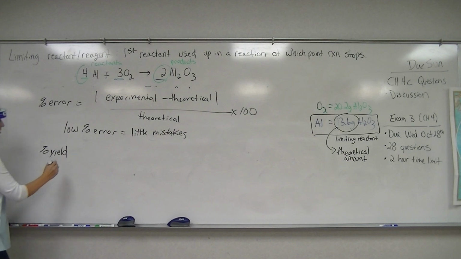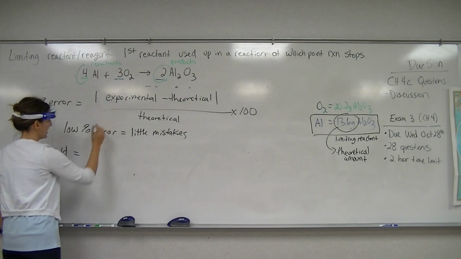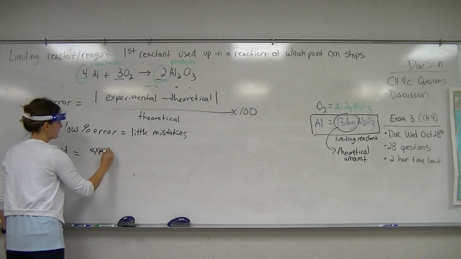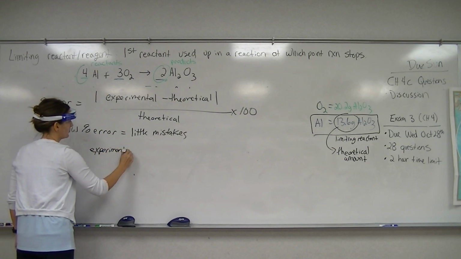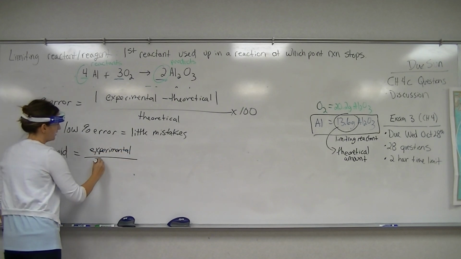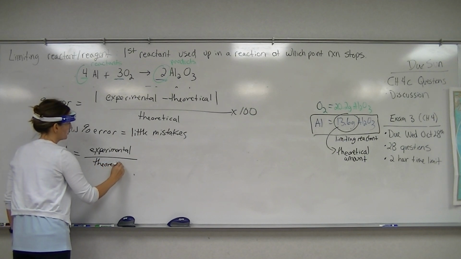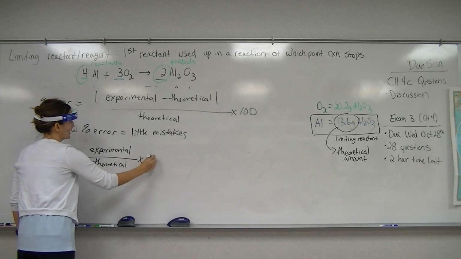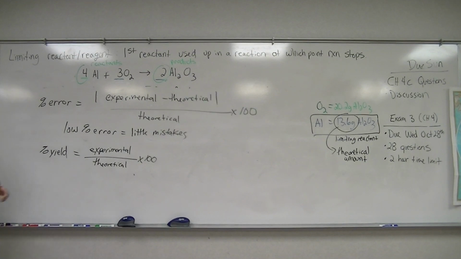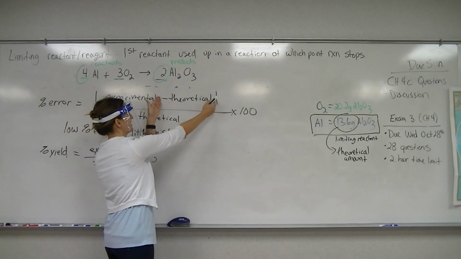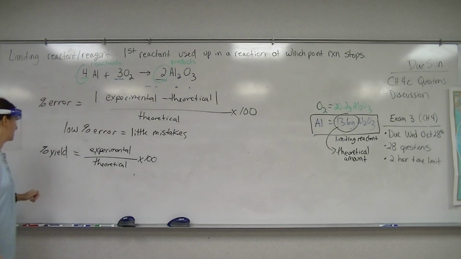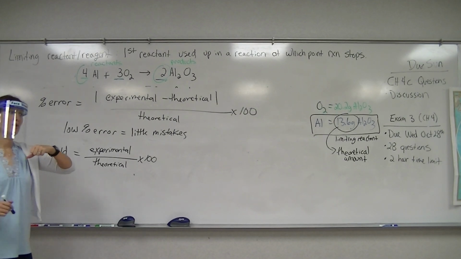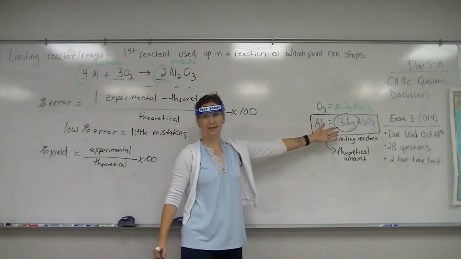And for percent yield, it's a very similar equation because we're taking the experimental and dividing it by the theoretical and multiplying it by 100. So we're skipping out this last part where we subtract the theoretical from it. So for percent yield, we're looking at how much of the possible did we make.